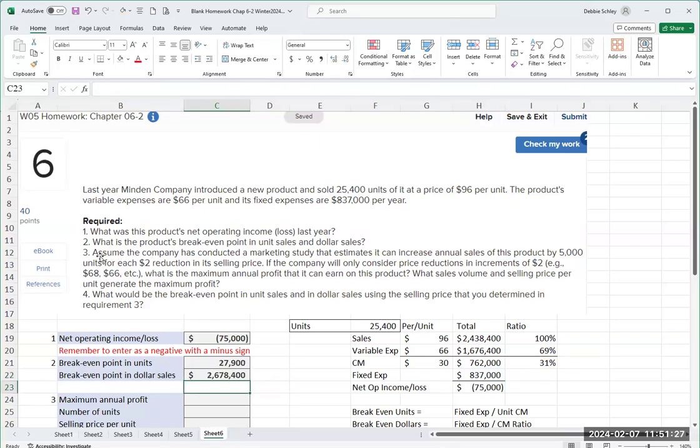Okay, now what do they want? Assume the company has conducted a marketing study that estimates it can increase annual sales of the product by 5,000 units for each $2 reduction in selling price. If the company will only consider price reductions in increments of $2, such as going from 68 to 66, etc., what is the maximum annual profit that it can earn on this product? And what sales volume and selling price per unit generate the maximum profit? So required 3, they're looking for 3 answers, and we're going to make a chart.